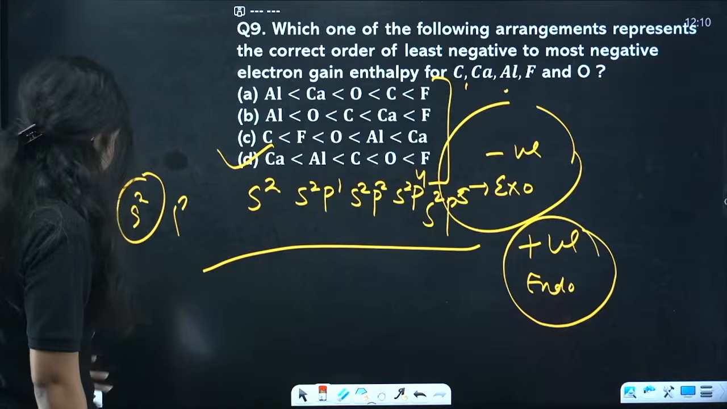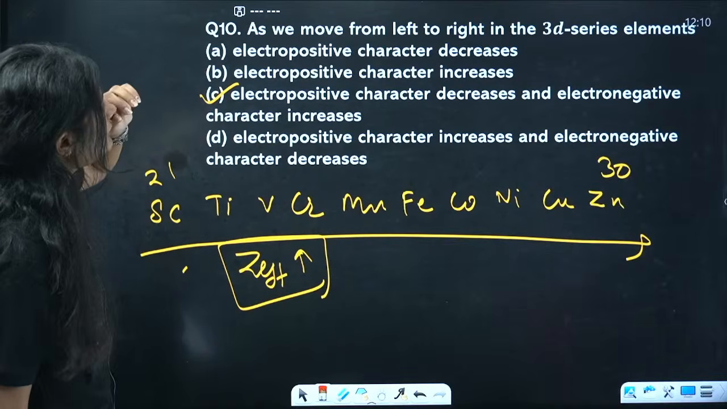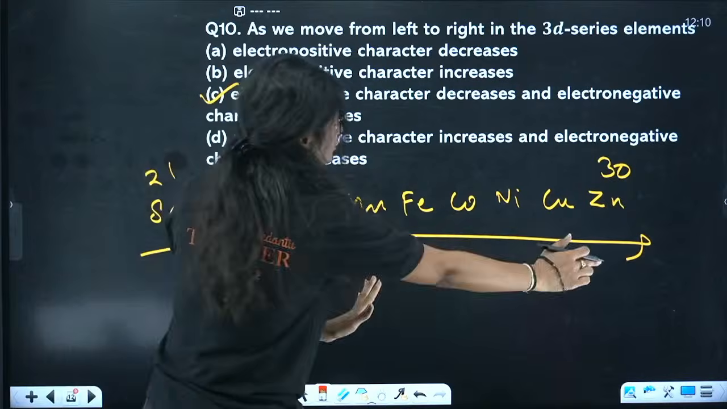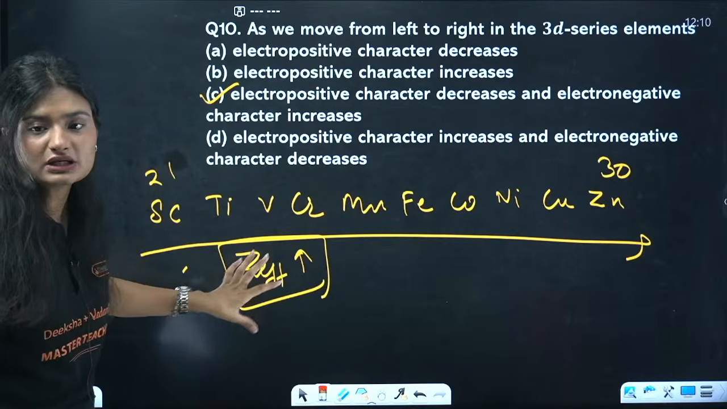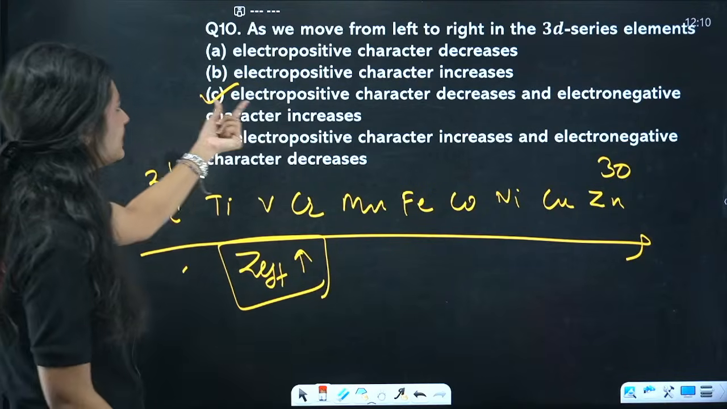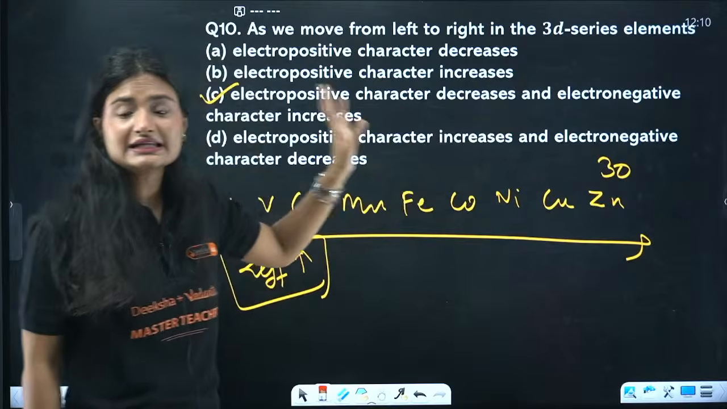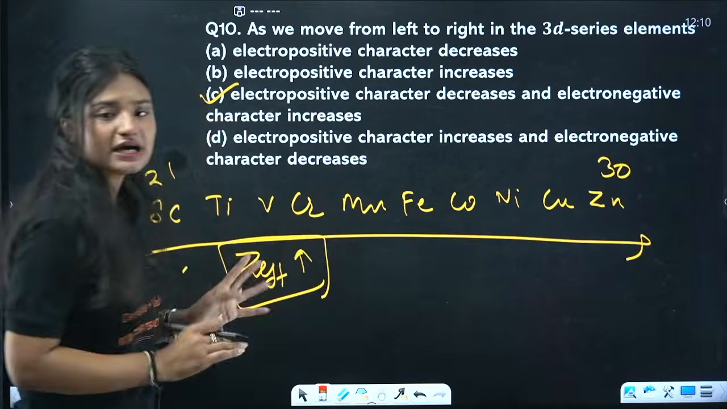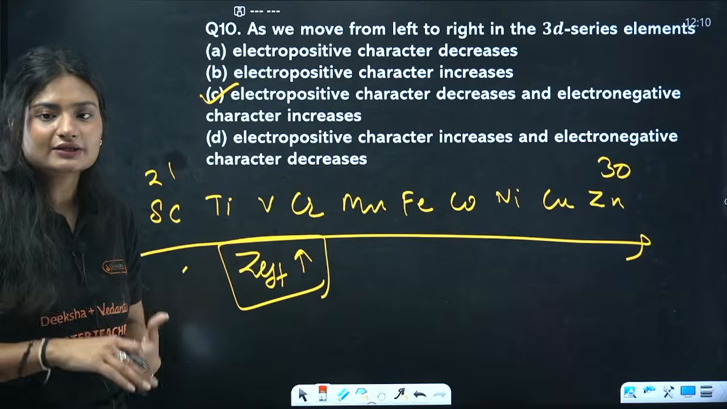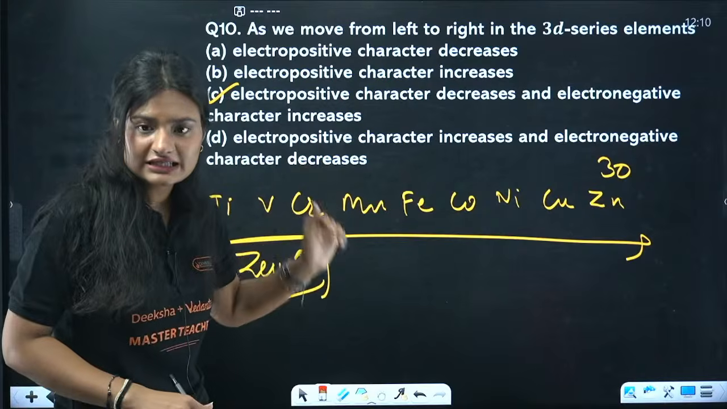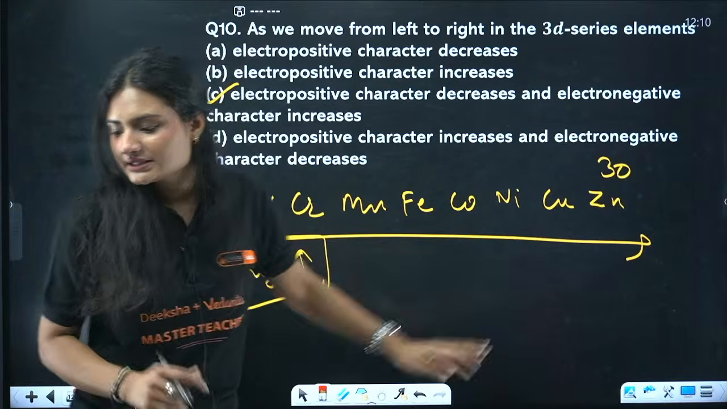Next question: as we move from left to right in the 3d series of elements, what happens? The effective nuclear charge is increasing. As the effective nuclear charge increases, the electropositive character is decreasing and the electronegative character is increasing. When we go from here to here, they are very electropositive and able to donate electrons. But as we go alongside, the electropositive character decreases and the electronegative character increases.